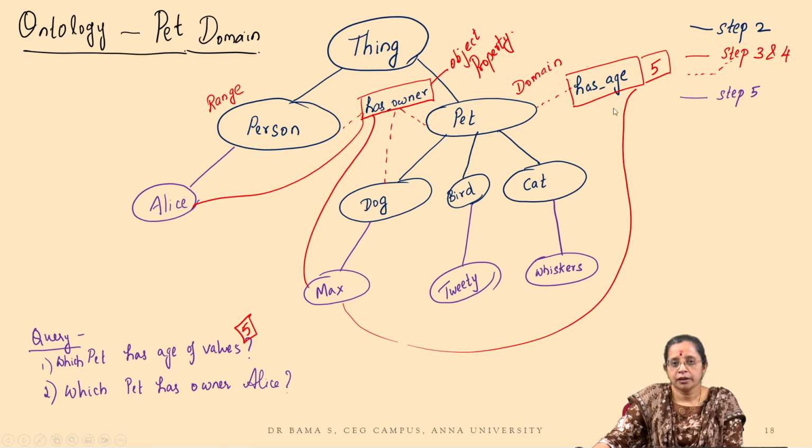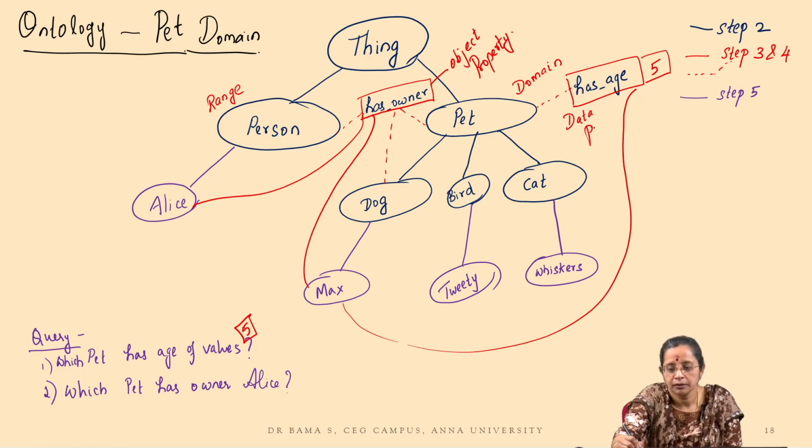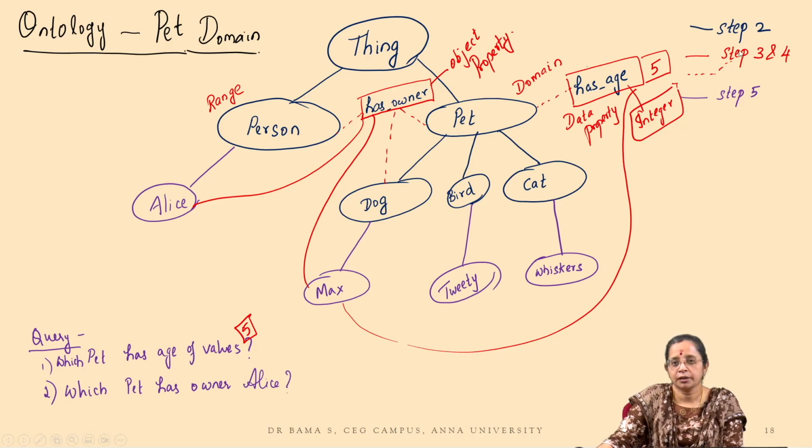The other example is the has age, which is the data property. This represents the data property, which I have mentioned in red. That is pet has age and this has to be in integers. This is the data property. So, there are 2 properties in step 3.